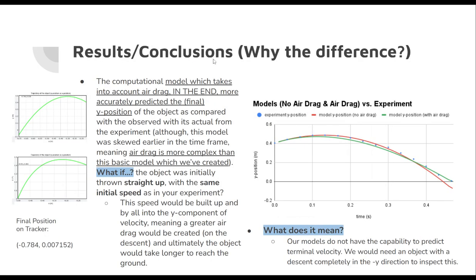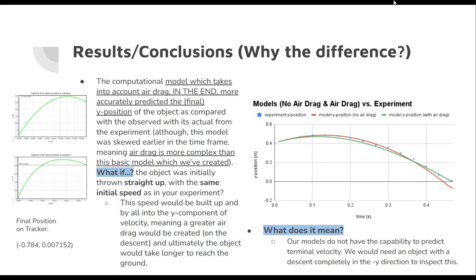So the conclusion is that the model which takes into account air drag in the end more accurately predicted the final Y position, as you can see here. Here's the green one, the model with air drag, very close to the experimental Y position. However, this skews the earlier predictions to be not as accurate as the model which does not take into account air drag. And so basically this lets us ascertain that air drag is more complex than what we have coded for. And yeah, basically we would need to delve into the actual idea of air drag some more before we can actually make some applications and predictions. This is essentially what I've garnered from this.